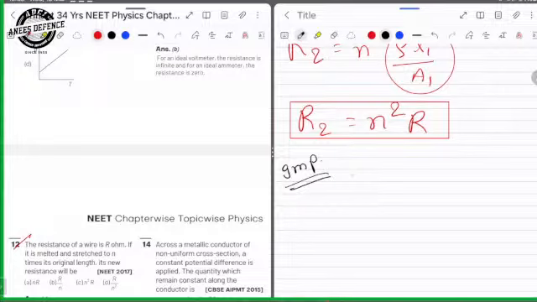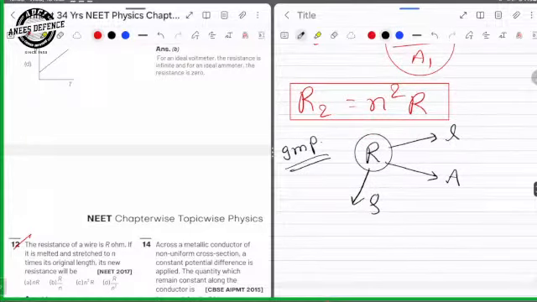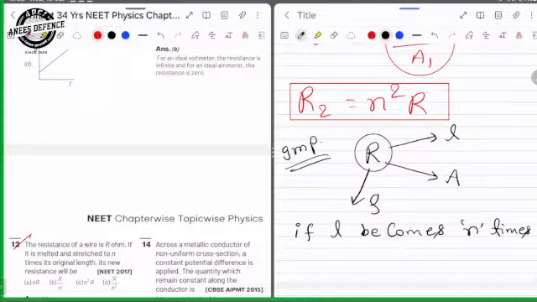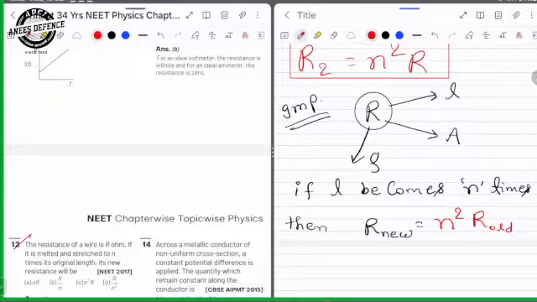Okay, so remember this point. Listen. If resistance is R for length L, area A and resistivity rho, and if L becomes n times, meaning length is increased n times, then your new resistance becomes n squared times the old resistance.